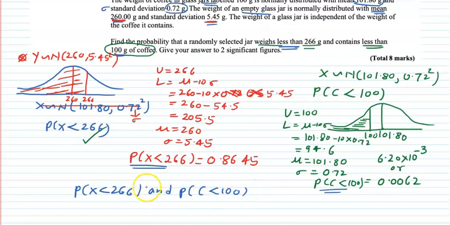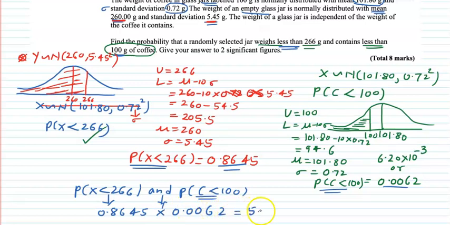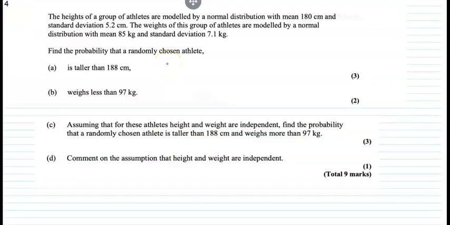So whenever 'and' comes, we multiply it. So this is 0.8645. For 'and' we put a times sign, and P(C less than 100) is 0.0062. If we multiply it, we get 5.35 times 10 to the power minus 3, and we can write down this 0.00535, or we can round it 0.0054.